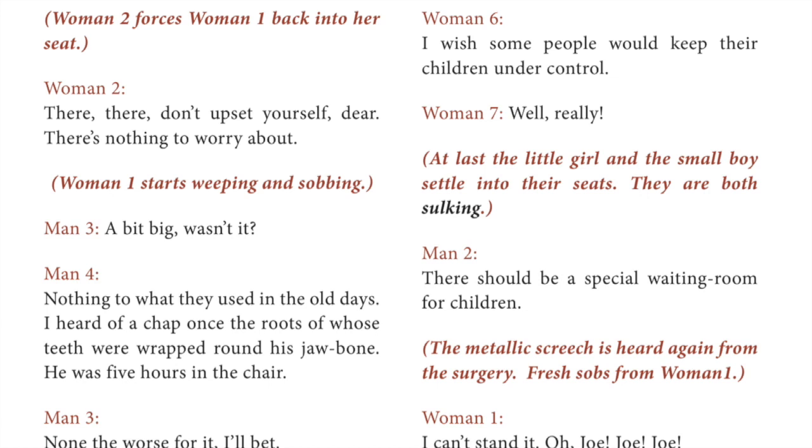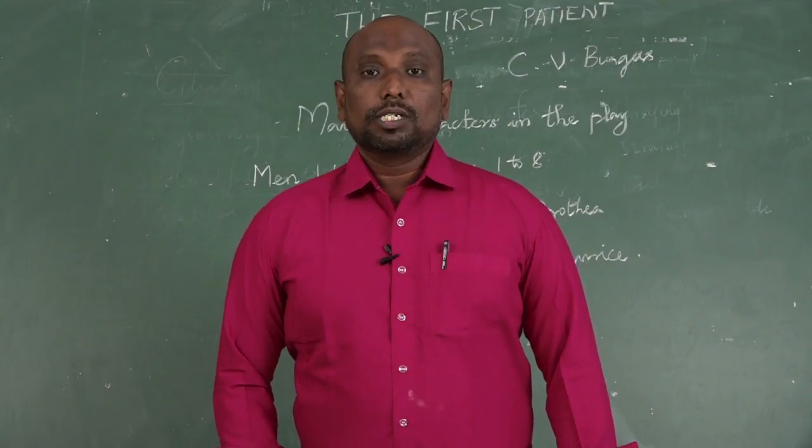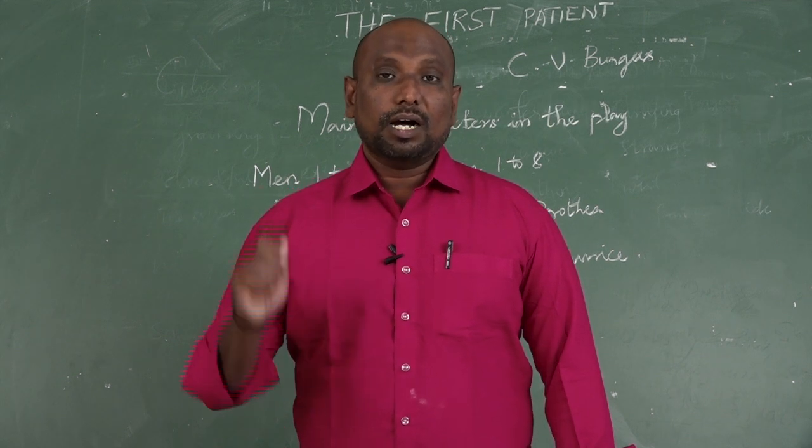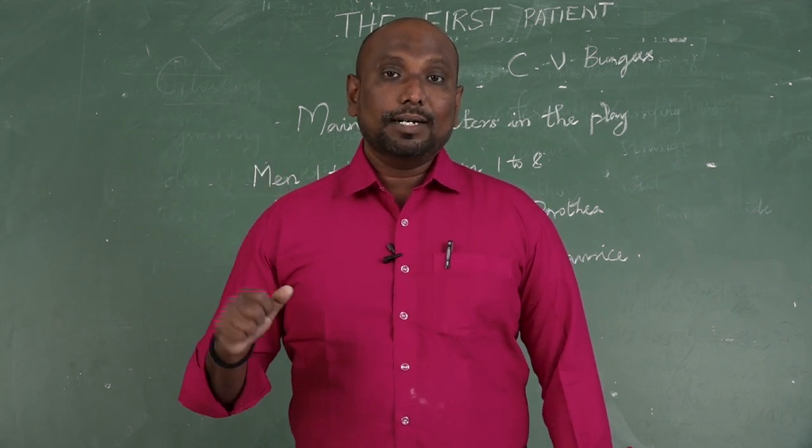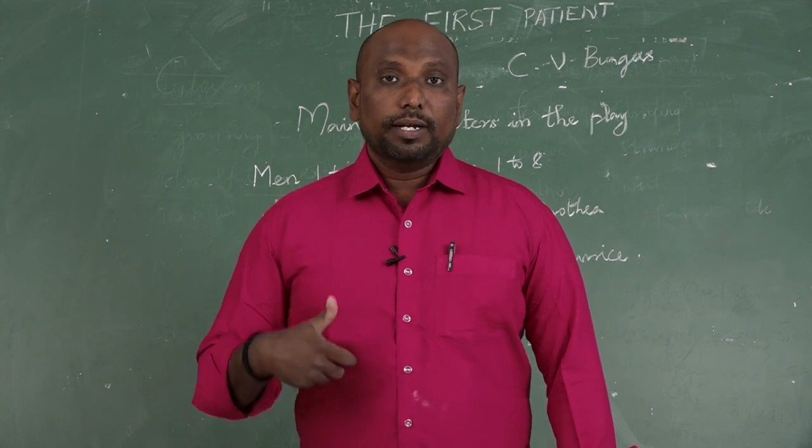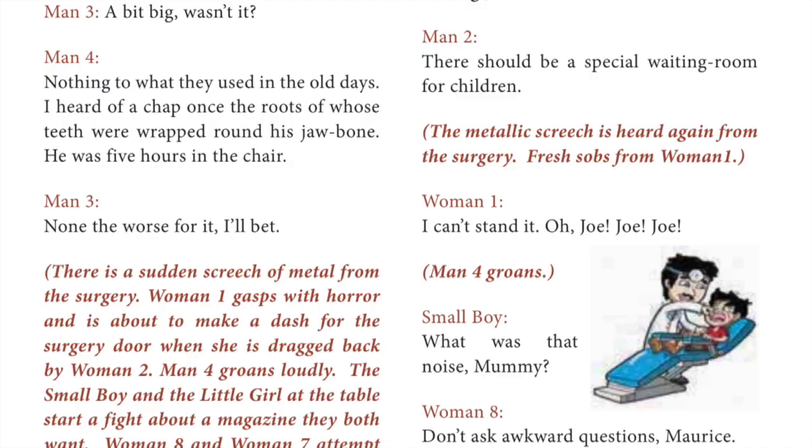Woman 1 starts weeping and sobbing. She started crying because she thought they used pliers and hammers to take out Joe's tooth. Man 3 says, a bit big, wasn't it? Man 4: Nothing to what they used in the old days. I heard a chap once, the roots of whose teeth were wrapped around his jawbone. He was five hours in the chair.